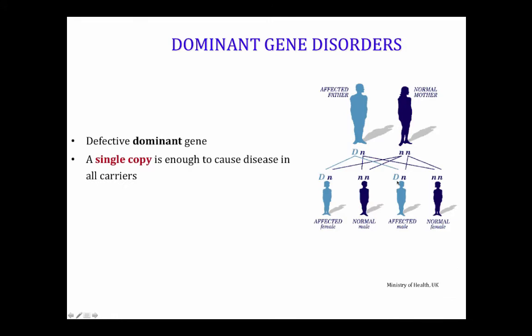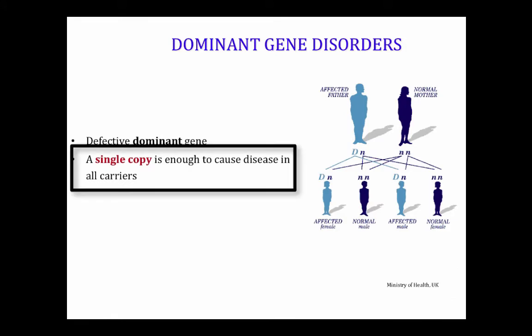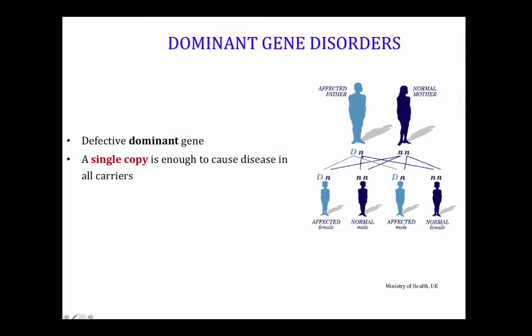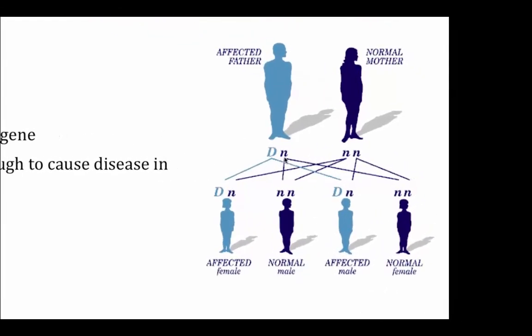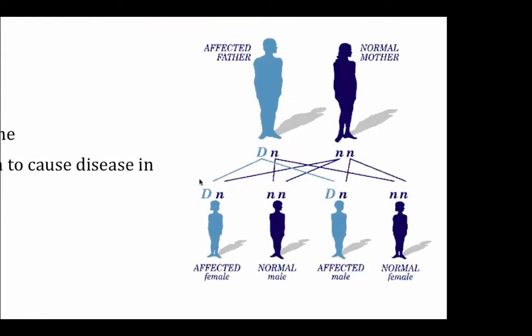In dominant gene disorders, a single copy is enough to cause the disease in all carriers. If we look at this diagram, we can see the possible combinations. We have an affected or carrier father and a non-carrier mother. The mother has 2 small n's, meaning she has not inherited the dominant gene from either parent. And in the father, we have a large D, meaning he has inherited the dominant or affected gene from one parent and a non-affected gene from another parent.